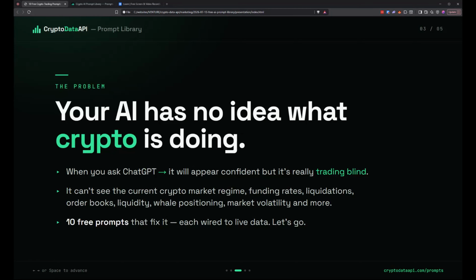Before we see the magic happen, we need to understand what the problem is. The problem is your AI has no idea what the crypto market is doing. When you ask ChatGPT any trading question, it will appear confident, but it's trading blind. I mean, you could say pretend to be an analyst. It can't see the current crypto market regimes, for example, is it in a bull run, bear market, sideways, or squeeze? It can't see the funding rates, the liquidations, the order books, liquidity, whale positioning, market volatility, and the list goes on. So let's look at 10 prompts that I've constructed that are each wired into the live real-time market data to give you reliable signals for your trading strategies.